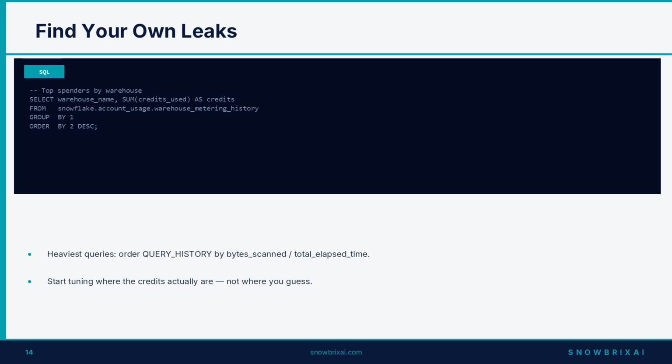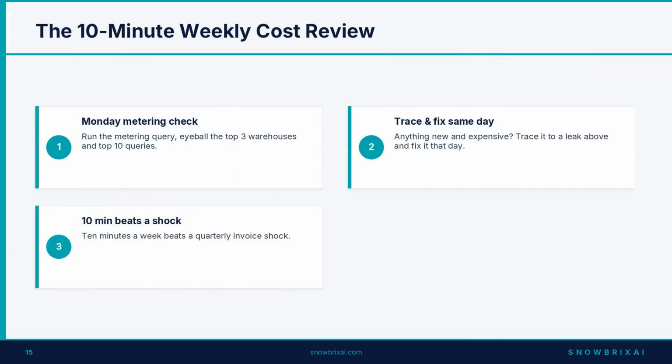Let me turn this into a weekly habit. Here is the routine that ties it together. Call it the 10-minute weekly cost review. Every Monday, run the metering query. Eyeball the top 3 warehouses and the top 10 queries. Then ask one question: anything new and expensive? If yes, trace it to one of the 5 leaks and fix it that same day. 10 minutes a week that beats a quarterly invoice shock every single time.